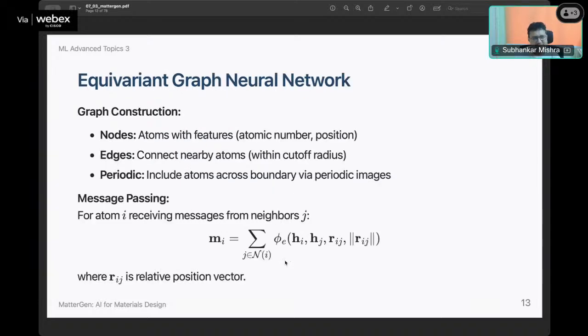Now there is another part here, basically the equivariant graph neural network. Some highlights we have talked about it, and the reason I talked about this in last class is because it was useful here.